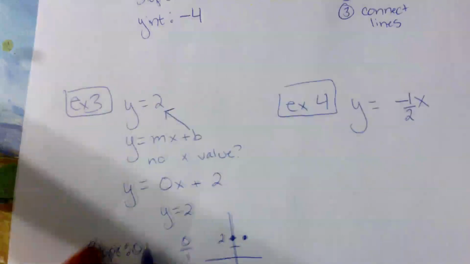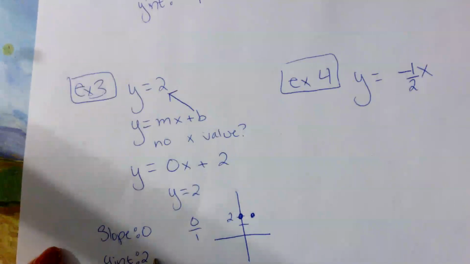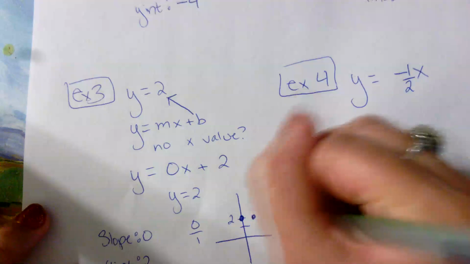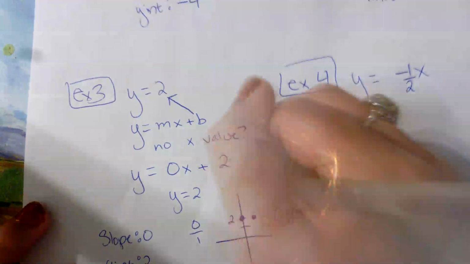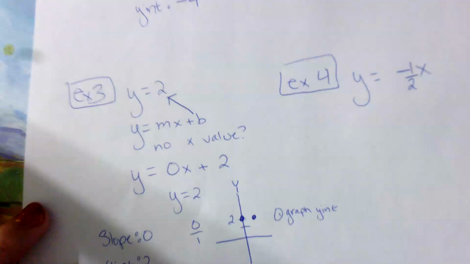All right, so we were saying this has a slope of 0, and this has a y-intercept of 2. So remember, you always graph your y-intercept first. So I've already done that. My y-intercept, where I'm crossing my y-axis, is 2. So I just put a point at 2 on my y-axis.